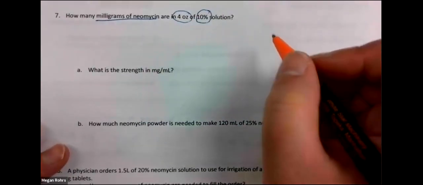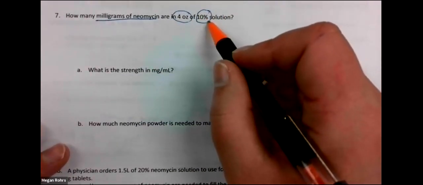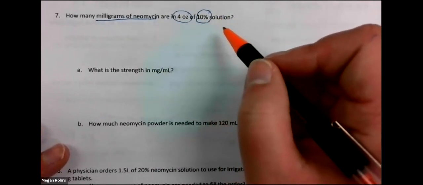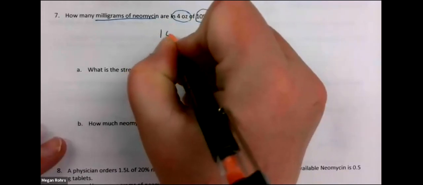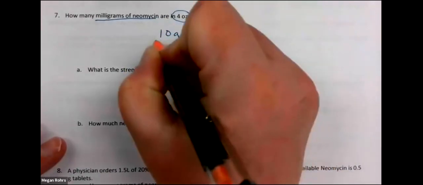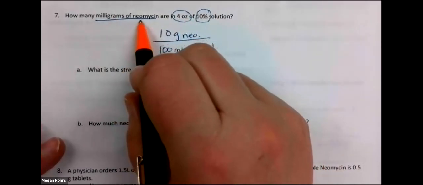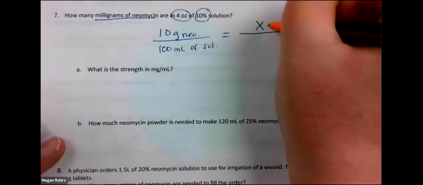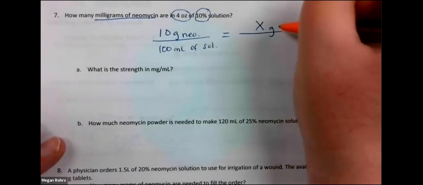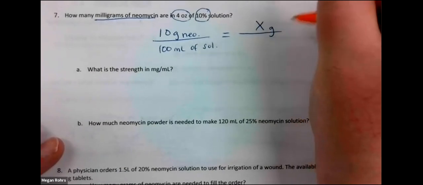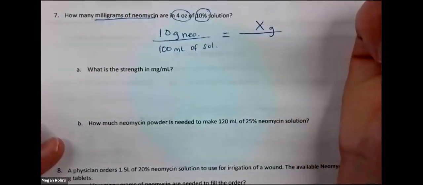Now here the question says, how many milligrams of neomycin are in 4 ounces of a 10% solution? So let's see what we know here. We have a 10% solution. If it doesn't specify, we're going to assume weight per volume. So we have 10 grams of neomycin in every 100 milliliters of solution. Now this time we're looking for milligrams of neomycin. So remember, if I solve for my x here, that's still going to be in grams. Okay, so we're going to solve for the grams first, then we'll have to convert to milligrams.